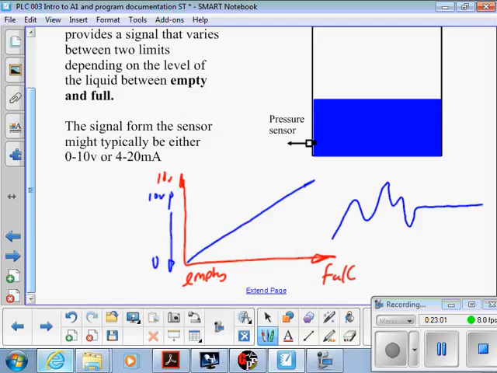But the key thing is, it can represent every single possible level in that tank, between full and empty, and that's the nature of being somewhere between 0 and 10 volts. Yeah?